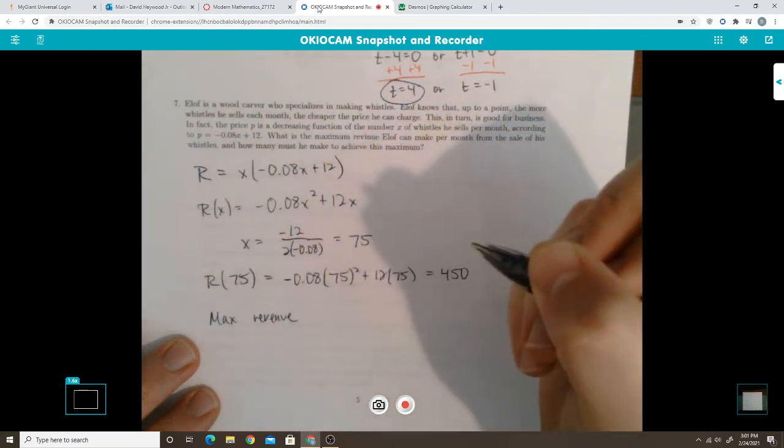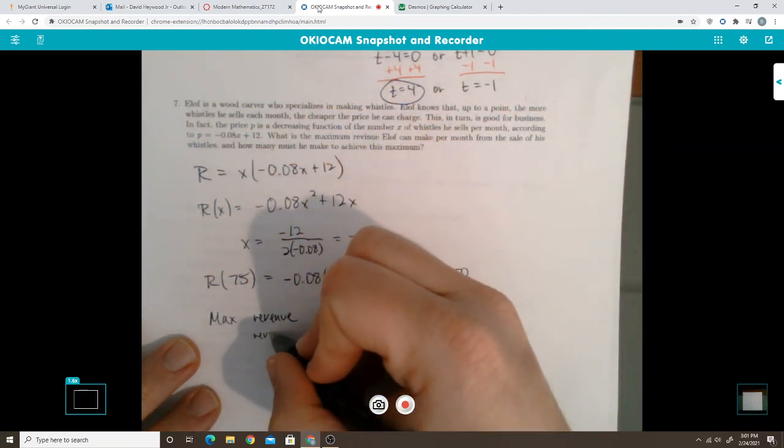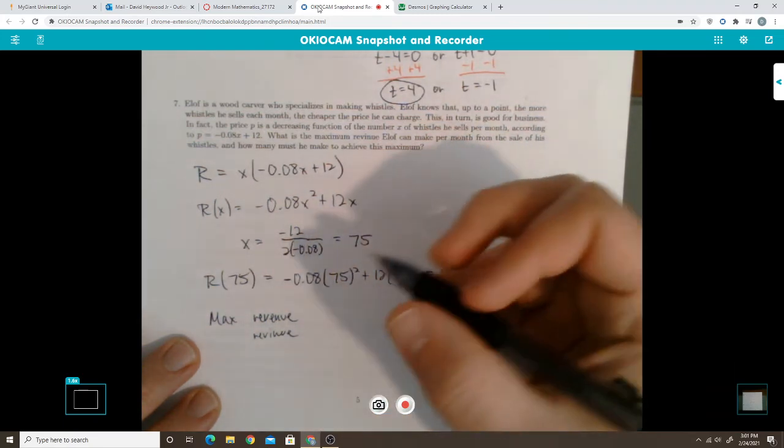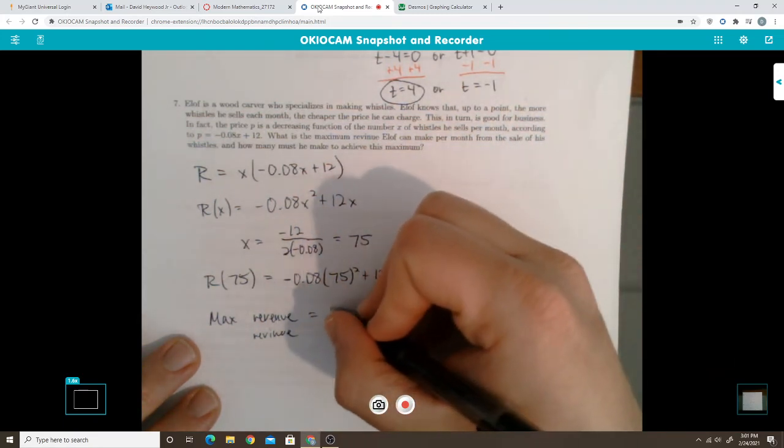revenue or revenue? I don't know. You can look it up. I think it's this way.